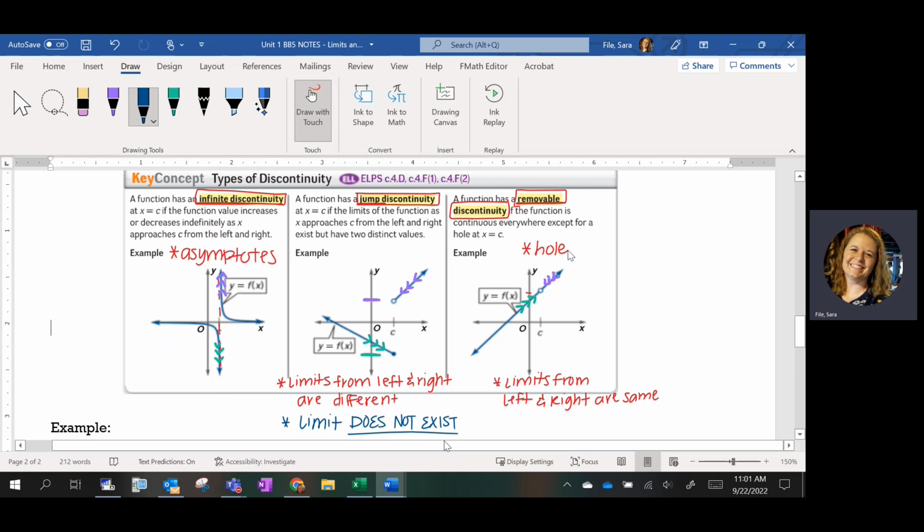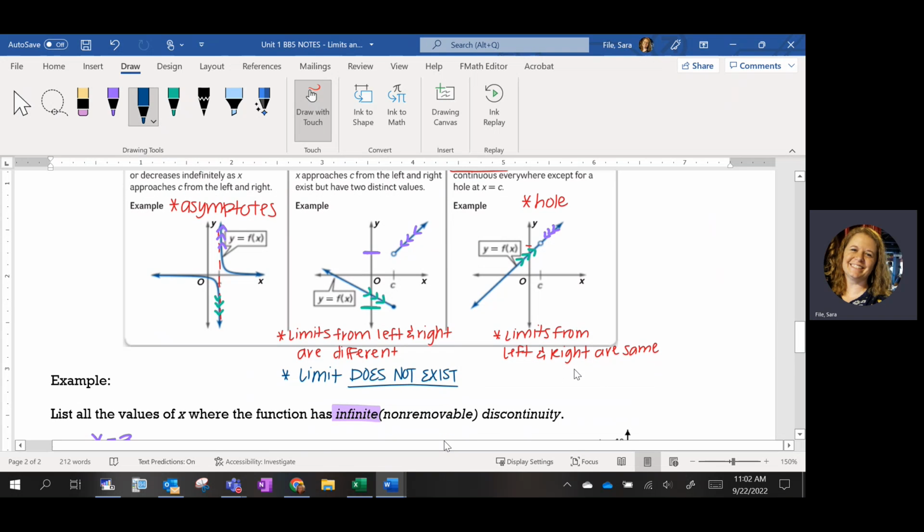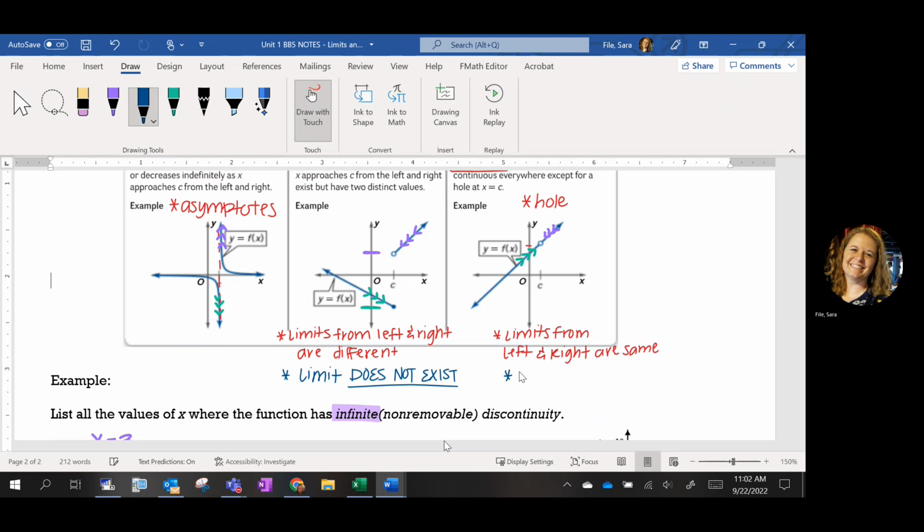Okay, now at a removable discontinuity, we looked at the limit from the left and the limit from the right. They were the same. They were both approaching the same y value, okay, but there was a hole there. So when that happens, the limits from the left and the right are the same. If the limit from the left and the right are the same, then your limit does exist. The limit exists, and it is whatever the limit from the left and right were.